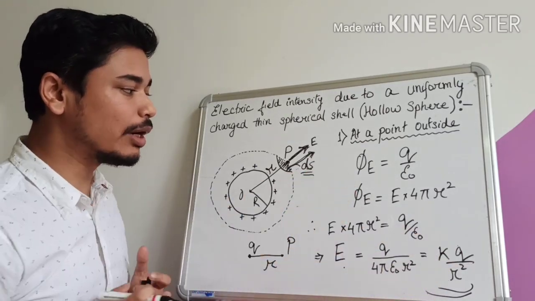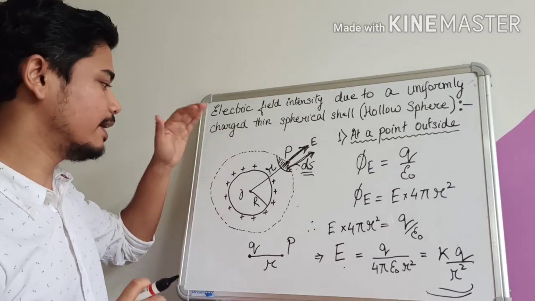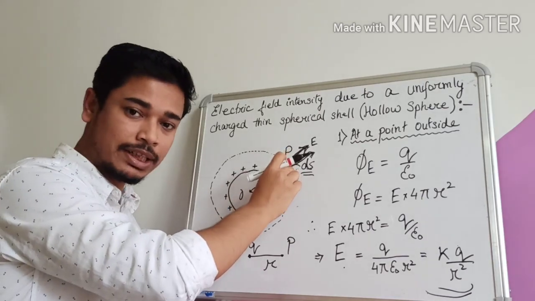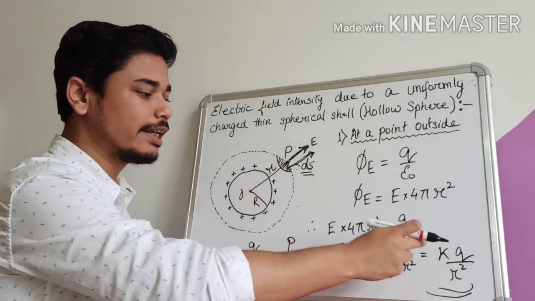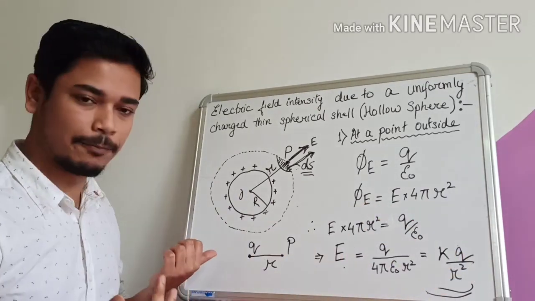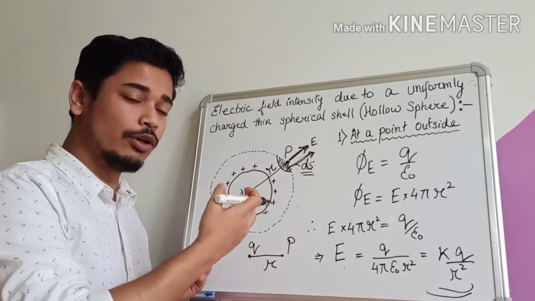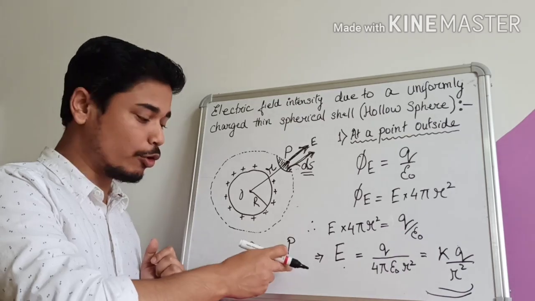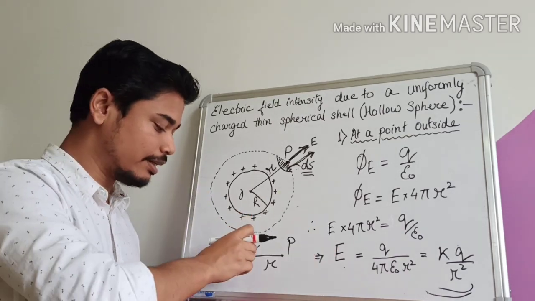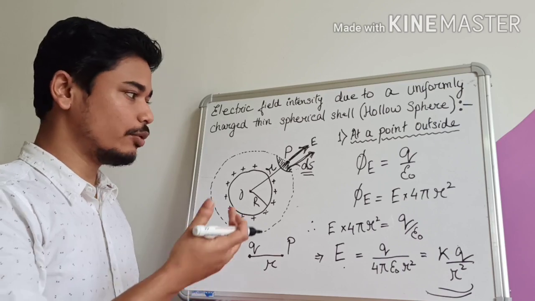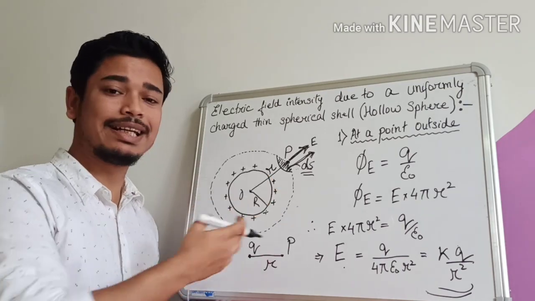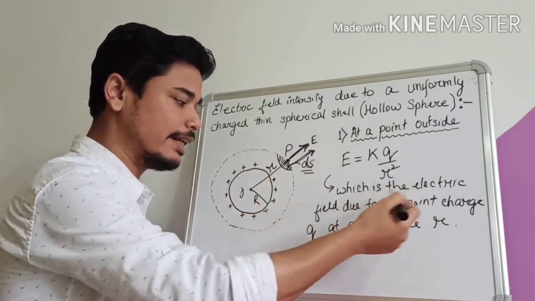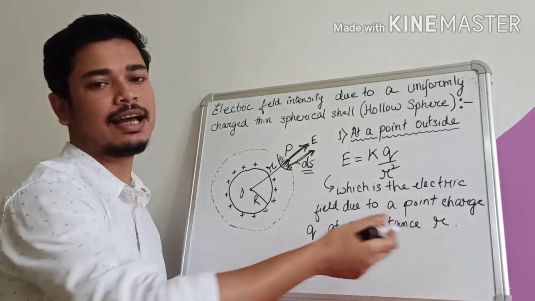And similarly, here also what we have found out is that the electric field due to this sphere at any point which lies outside the sphere at a distance r is equal to KQ divided by r square. So what we see here is that the value of electric field for this shell and the value of electric field for a point charge at a point P which is at a distance r from the charge is the same. Okay, so we draw an important conclusion from this part. Finally what we have got is E equal to KQ divided by r square. This is the electric field due to a point charge at a distance r.